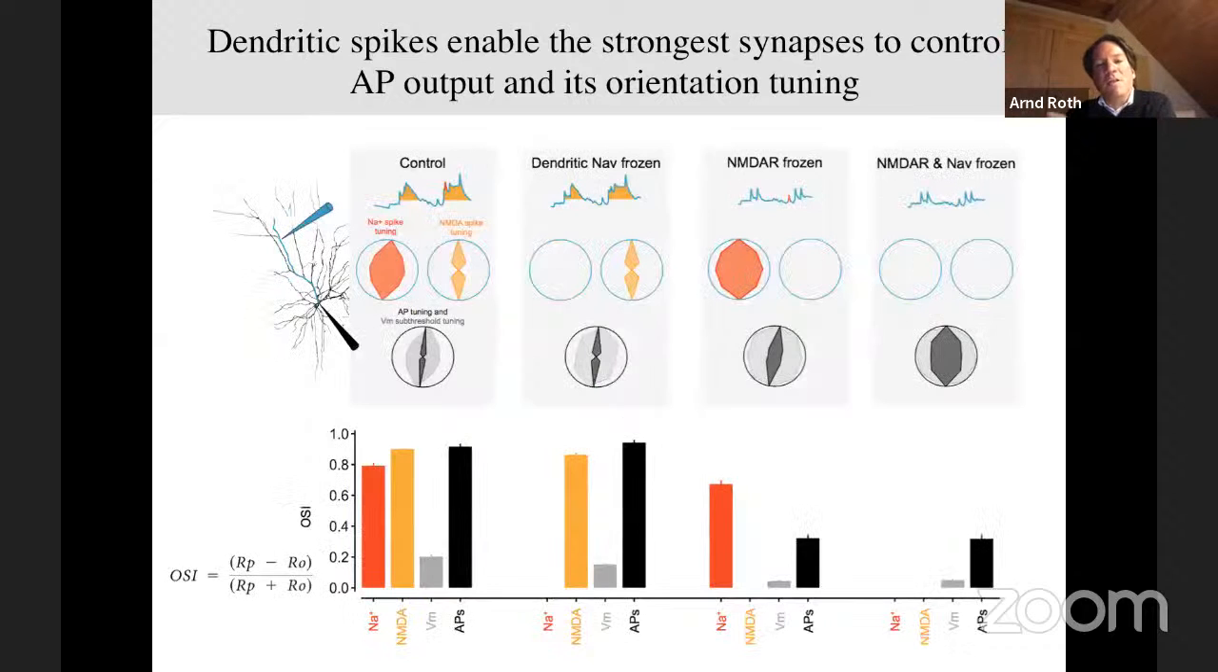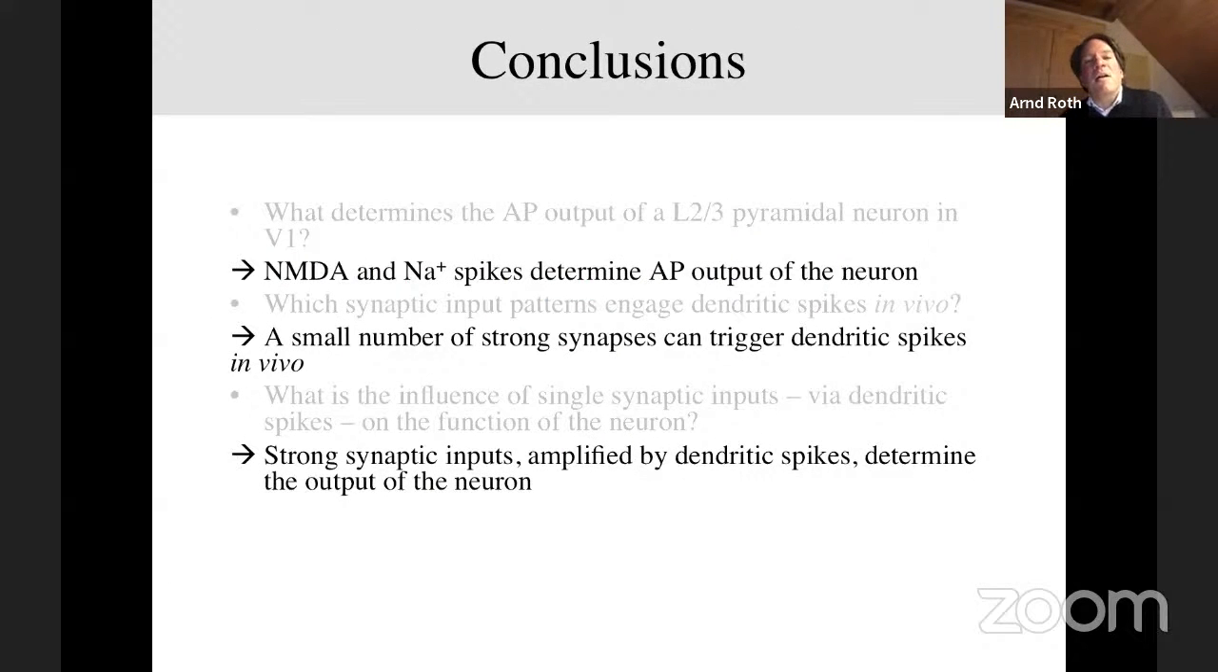And that also spills out to the tuning of the neuron, not just the fact that there's output, but also how well it is tuned, because it is the strong synapses that have similar tuning as the postsynaptic neuron. So to conclude, we've shown with simulations that NMDA spikes, but also sodium spikes, are an important component in generating any action potential output at all, in agreement for NMDA spikes with the experiment.